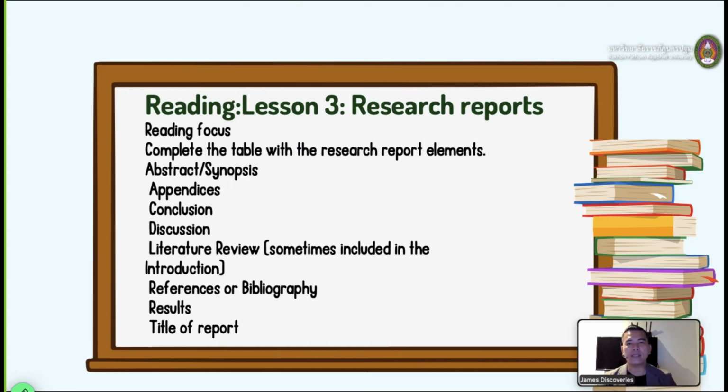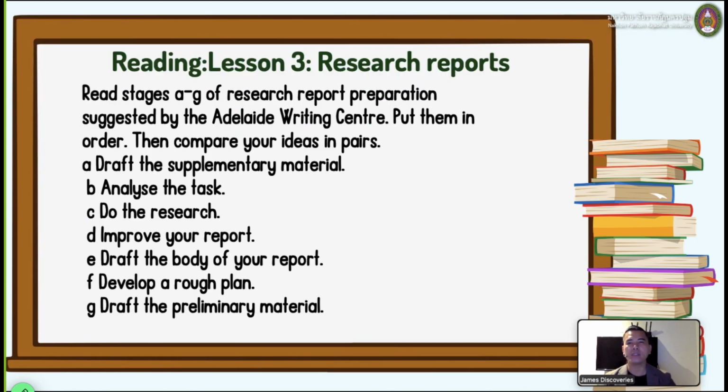Reading focus, complete the table. So abstract, synopsis, okay. Read stages A to G of research report preparation, suggested by the Adelaide Writing Center. Put them in order, then compare your ideas in pairs. Draft the supplementary material. B, analyze the task. Do the research. Improve your report. Draft the body of your report. Develop a rough plan. Draft the preliminary material.